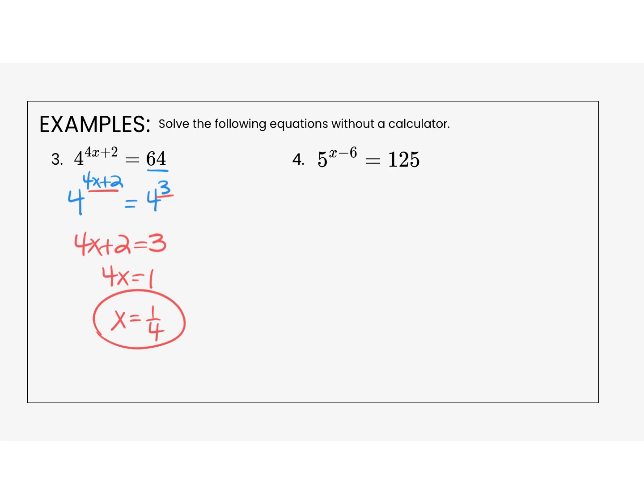Okay. Same thing here. I'm going to rewrite 125 as 5 to the third. So that's 5 to the x minus 6 equals 5 to the third. Let's set our exponents equal to each other and solve for x equals 9.